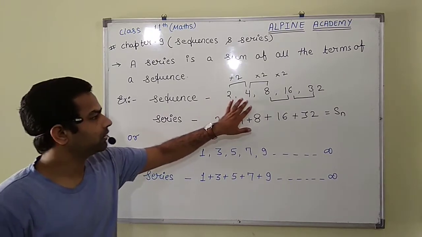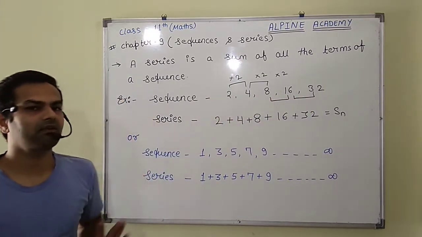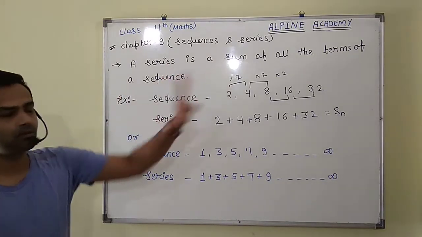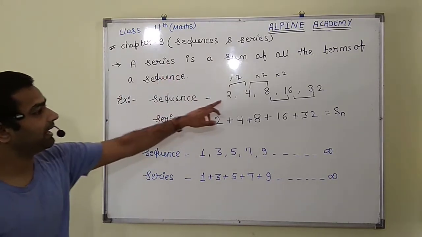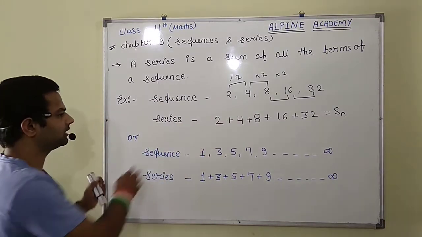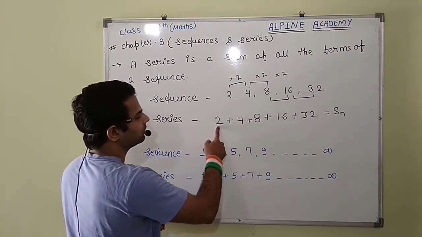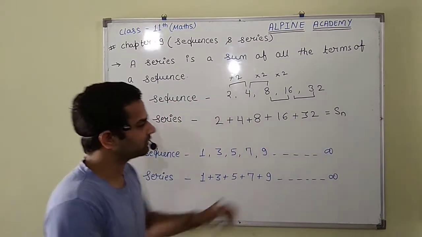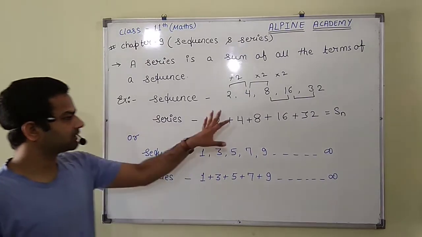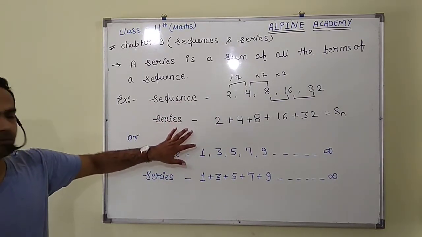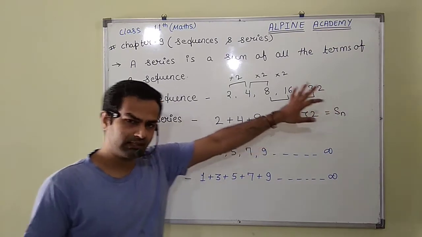So this is our sequence. Number of terms 1, 2, 3, 4, 5. Total number of terms is 5. Now what do you mean by series? Series is the sum of all the terms. If we add all those terms, this will become our series. So in that case series is equal to 2 plus 4 plus 8 plus 16 plus 32, and it is represented by Sn. So this is a finite sequence and finite series because the number of terms is constant.